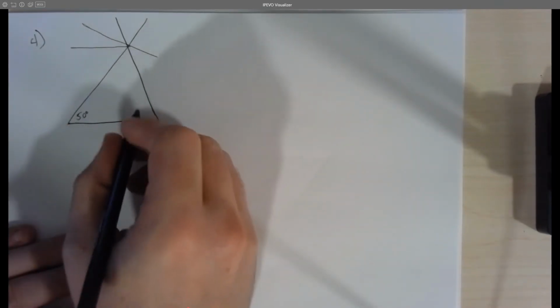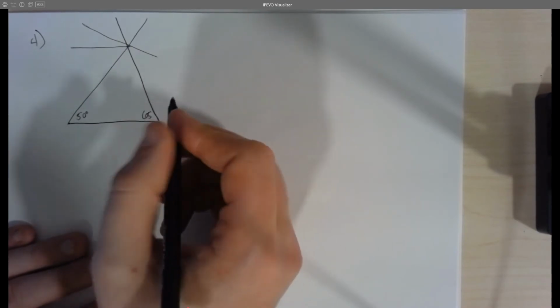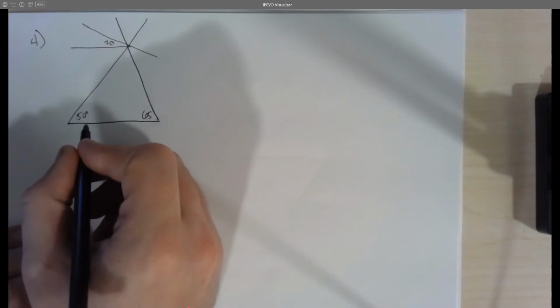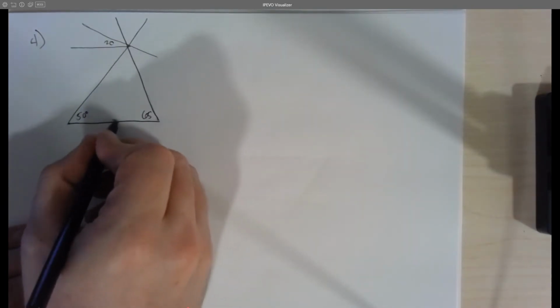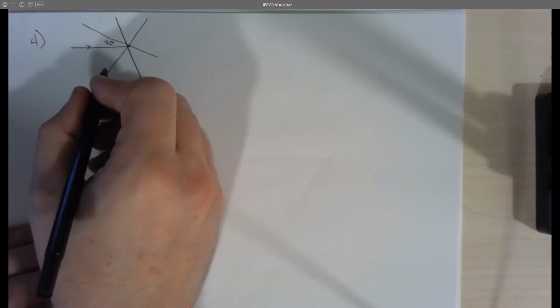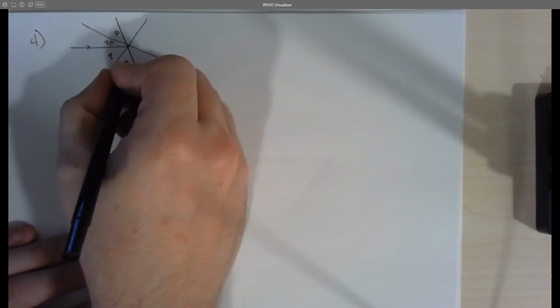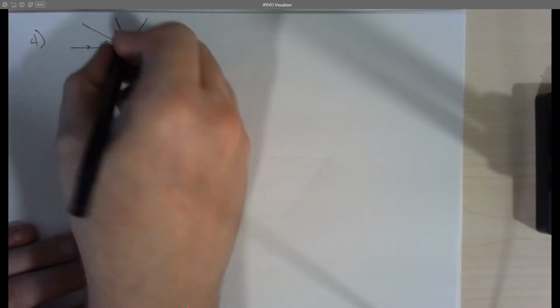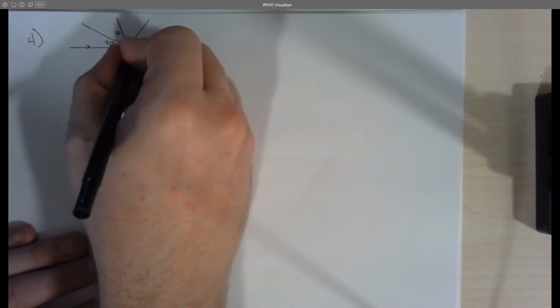So let's see what we do know. We know that this is 50 degrees. We know that this is 65. We know that this is 20. And we also know that this and this are parallel. We're asked to figure out what P, Q, R, and S are going to equal. So lots of bits of information here to solve.